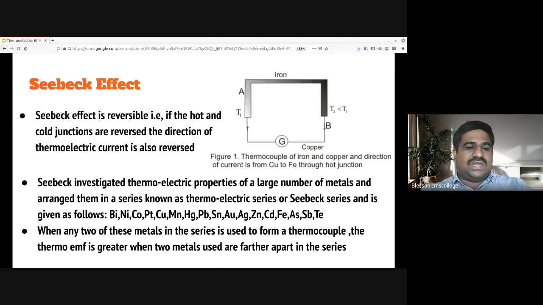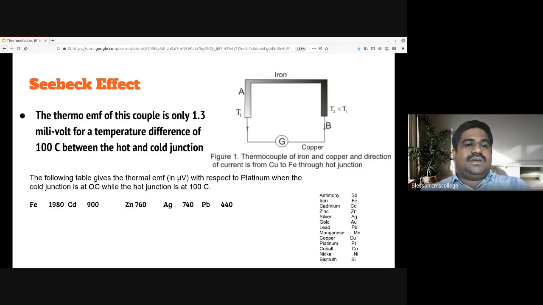When any of these metals in the series is used to form a thermocouple, the thermo EMF is greater when the two metals used are further apart in this series. So it will give you high EMF if you use bismuth and tellurium, then nickel and antimony, and so on. The thermo EMF of this couple, iron and cobalt, is only 1.3 millivolt for a temperature difference of 100 degrees Celsius between hot and cold junction.